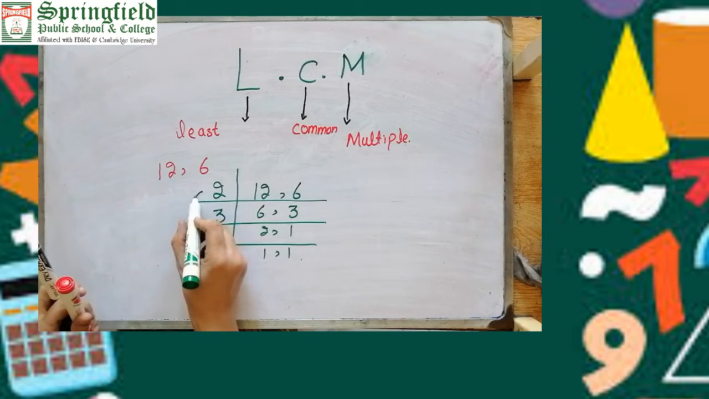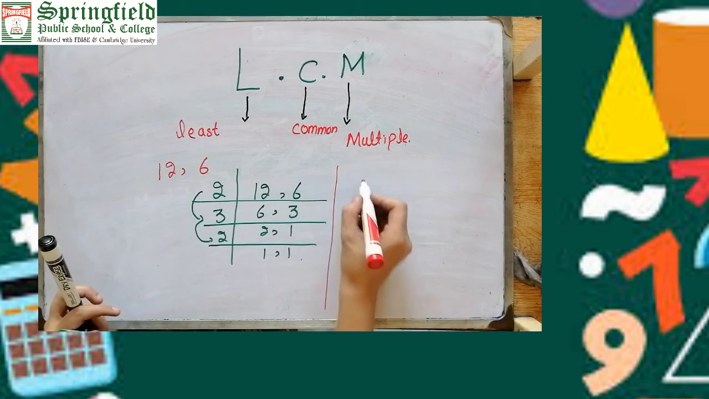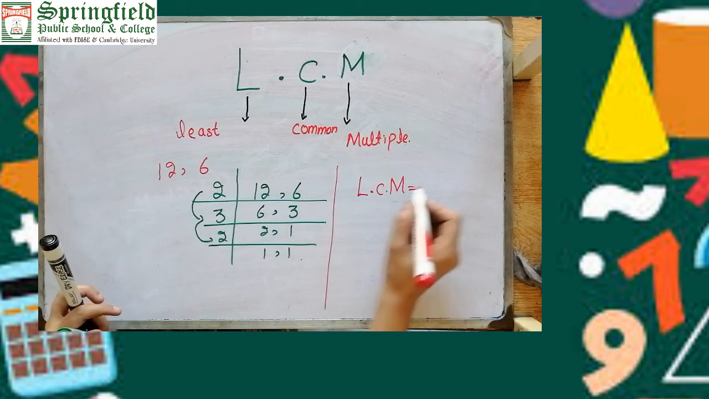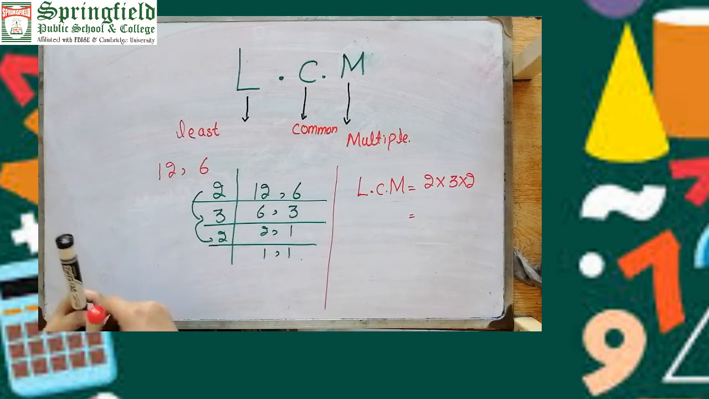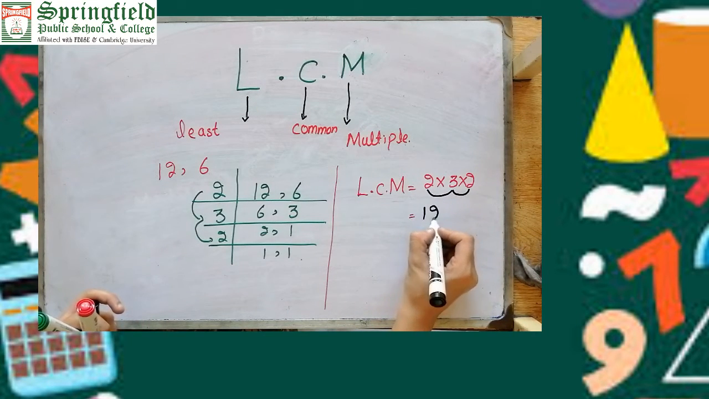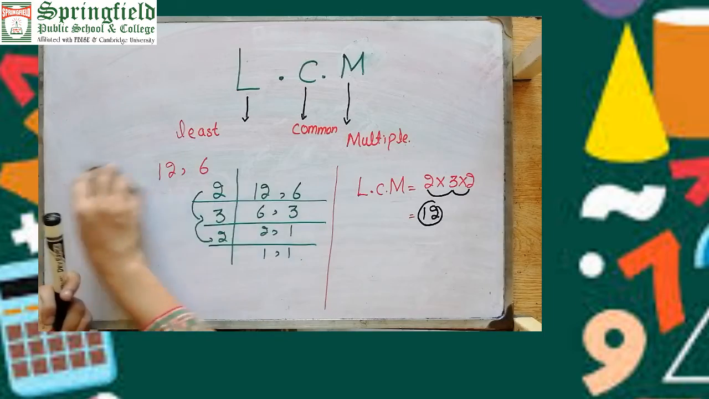Now what will be the LCM? The multiplication of all the factors. So LCM will become the multiplication of factors: 2 multiply 3 multiply 2. So 2 3s are 6, 6 2s are 12. In both cases your answer should be the same. Understood? Okay.